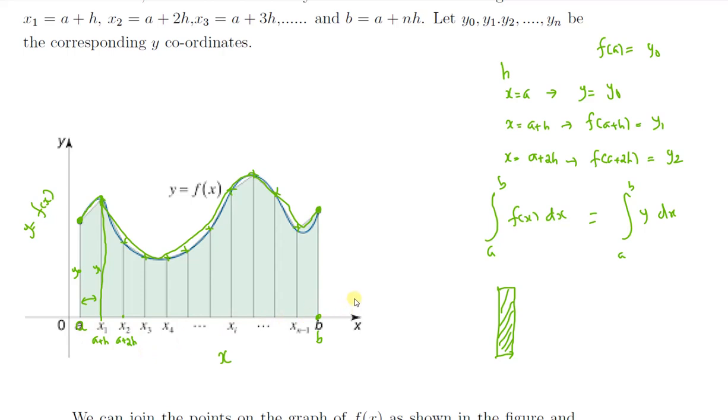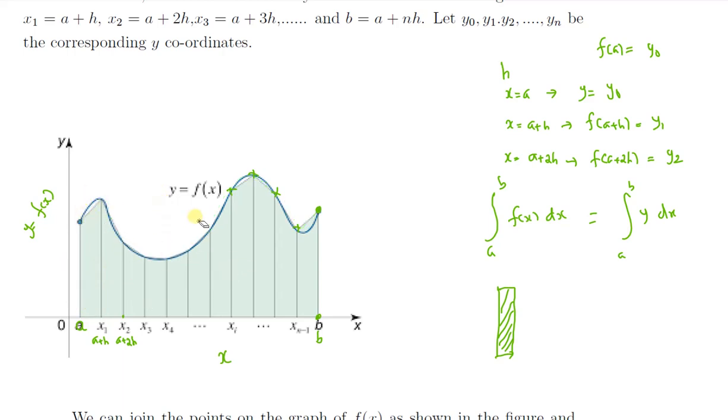Now to find the integral between these two limits simply means we have to find the area under the graph and the x-axis between x is equal to a and x is equal to b. We want to find this area only. So that will give the value of this integral. For that, what will we do?